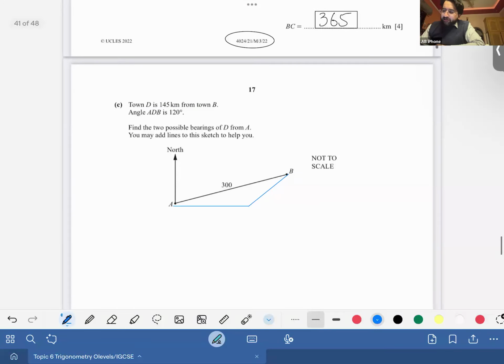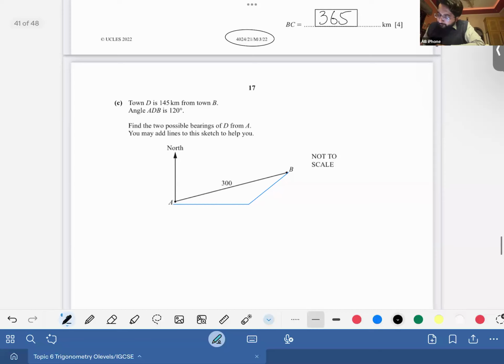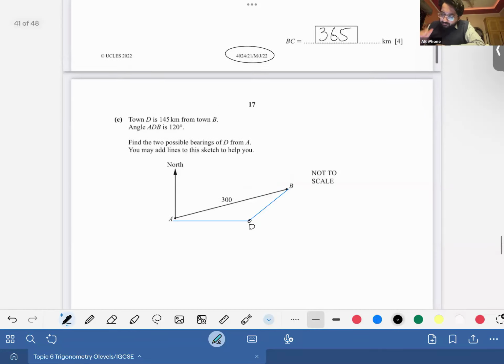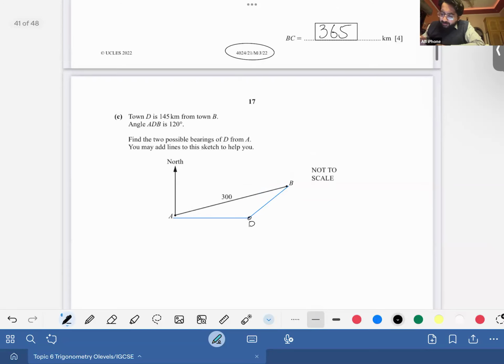You may add lines to this sketch to help you. Okay, so this is AD. How will we draw the correct angle? No need, we don't have to draw exact angles; we have to do the question through trigonometry. Town D is 145 kilometers from town B. So this is 145 kilometers and this is 120.